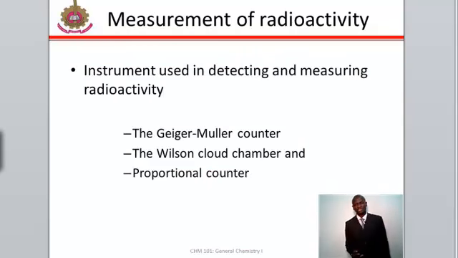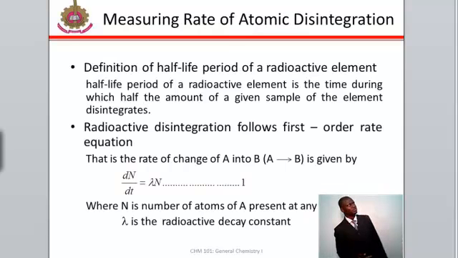Measurement of radioactivity. There are 3 different ways of measuring radioactivity. The first one is using the Geiger counter. The second one is using the Wilson cloud chamber, and the third is using a proportional counter. Measuring rate of atomic disintegration.